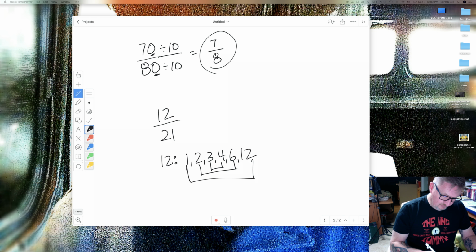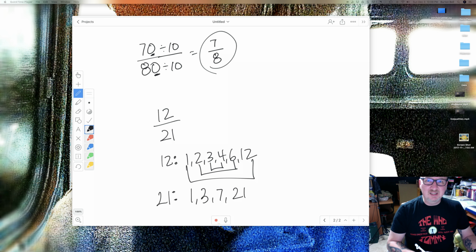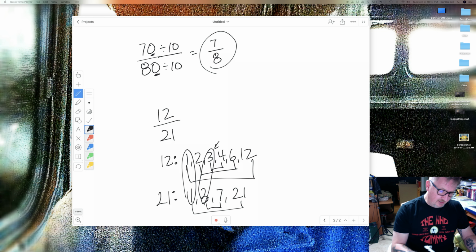Then we need to do the factors of 21. So 1, 3, 7, 21. And I believe that's it. 1 times 21 and 3 times 7 are my only factors. So what do I have in common? I have 1 in common, and I have 3 in common, and that's it. So my greatest common factor is 3.